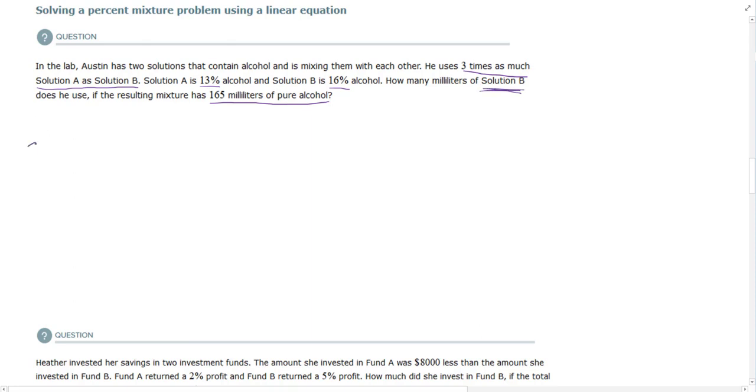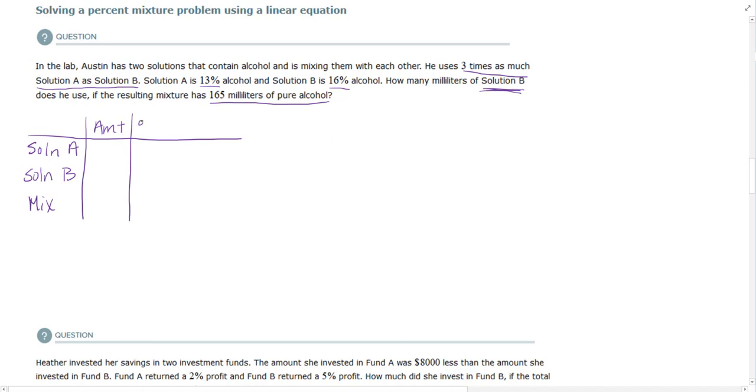But I'm going to make my table. And the two things I'm mixing together, solution A and solution B, are going to be my first 2 rows. And then my overall mixture should always be the last row. So the first column is going to be our amount, just how many milliliters we're using for each thing. And they didn't really tell us much about that, so let's not worry about filling that one in yet.